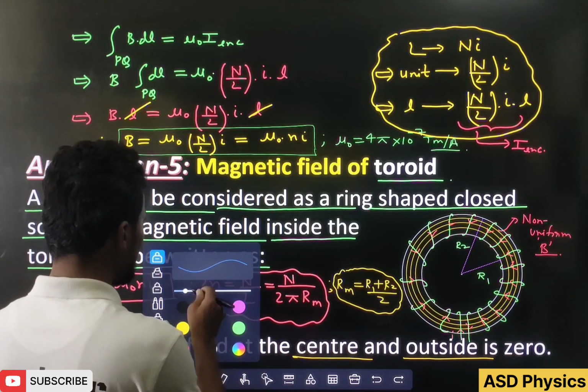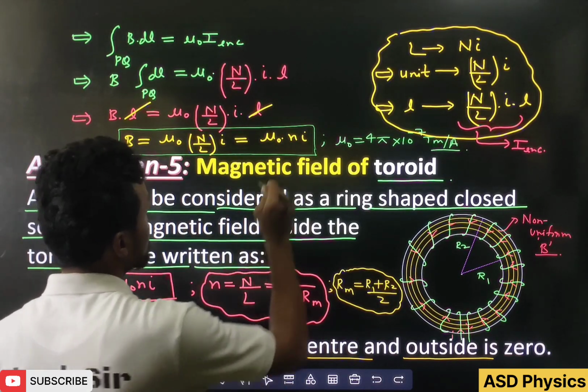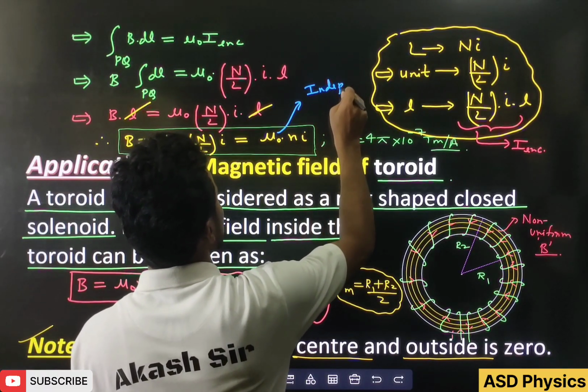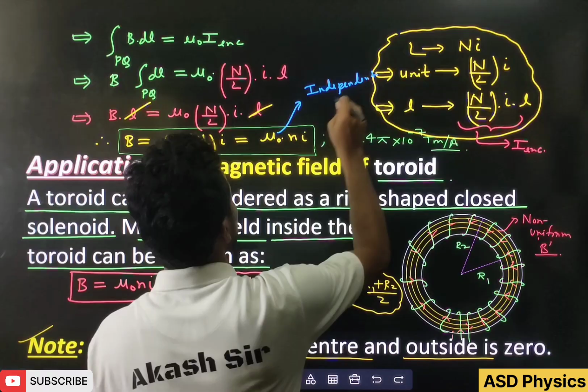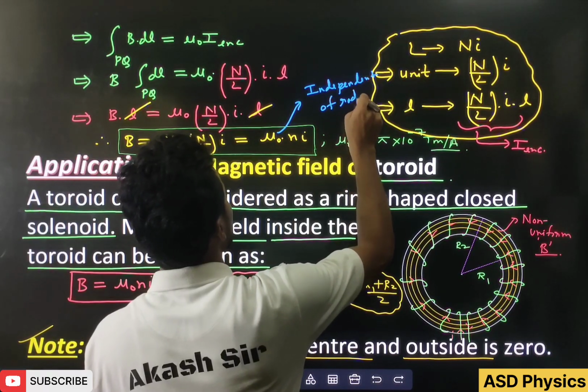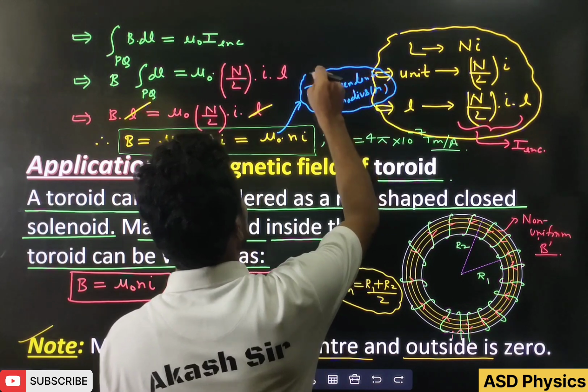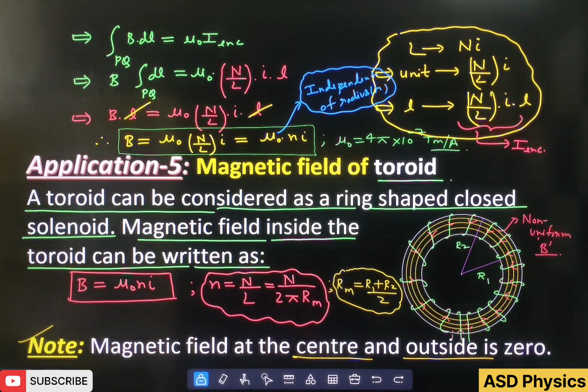Remember that for an infinite solenoid, the formula we have got is independent of the radius, small r here. This also you have to remember, for infinite only I am telling.